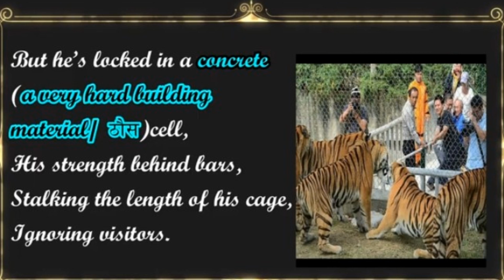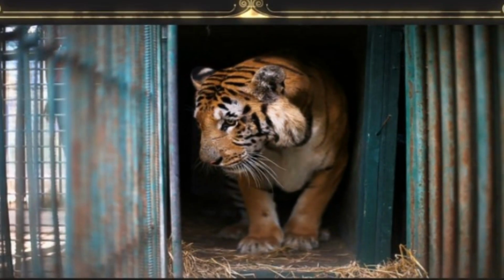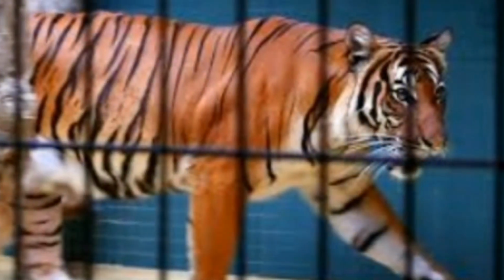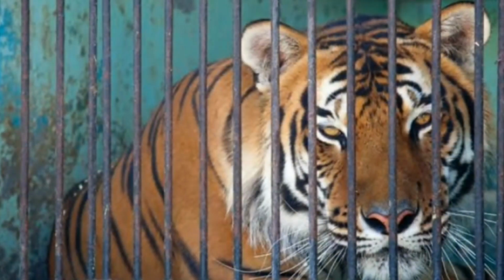So, in this stanza, the poet comes to the reality of the tiger that is inside the cage. He says, in spite of all his strength, the tiger is imprisoned behind the bars. He further says, as the tiger is behind the bars, so his ferociousness is also behind the bars. The tiger just moves in the cage. He never terrorizes the visitors. Why is it so? It's because the power of the tiger is restricted by the cage. Therefore, he ignores the visitors as he cannot attack them.